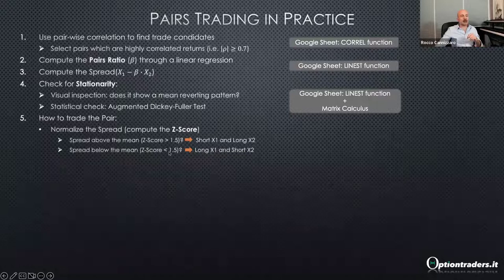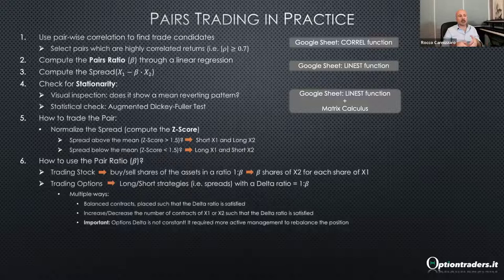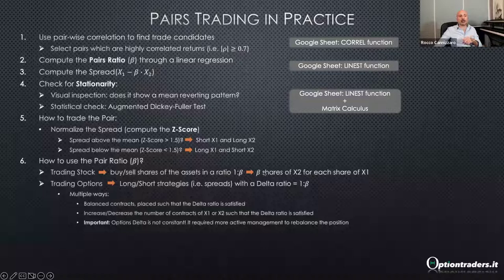Then it means that we're below and we should basically go along the spread, which means buying the first and shorting the second. But we can do this with either assets directly by buying and selling shares, or we can do it with options. So if we want to do it with stocks or the actual asset itself, what we do essentially, we buy or sell the pair in the ratio of 1 to beta, meaning that we buy or sell beta shares of X2 for each share of X1.